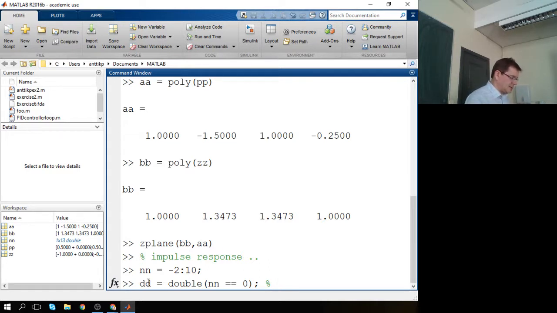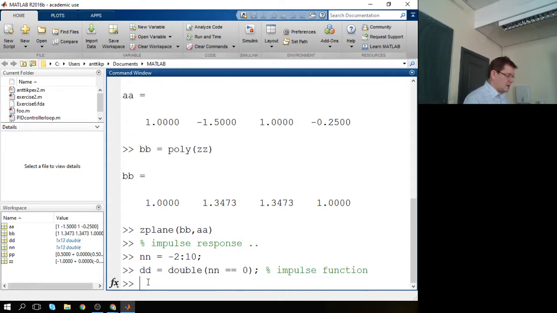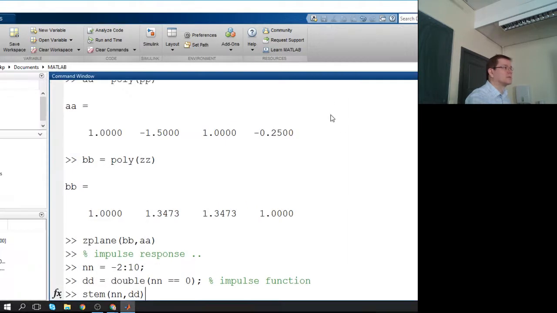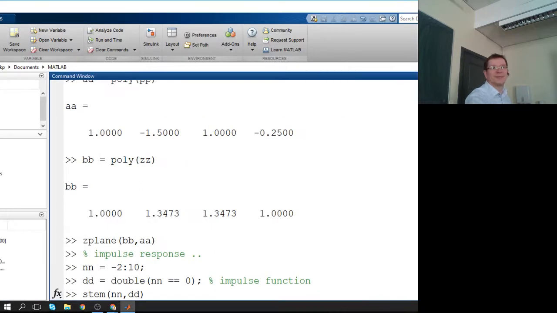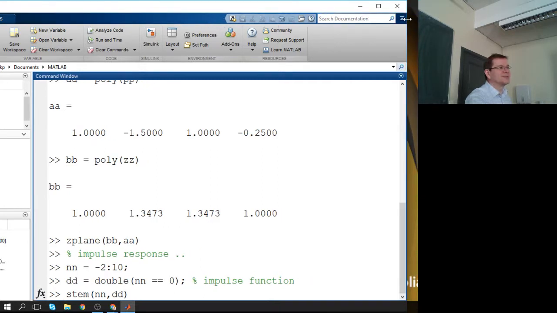So this is the impulse function. And just for fun, yes, I can. No, I can't. Just a moment. Yes, I can, but just a moment. I need to do it this way.